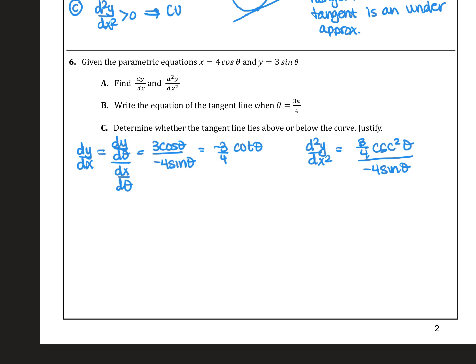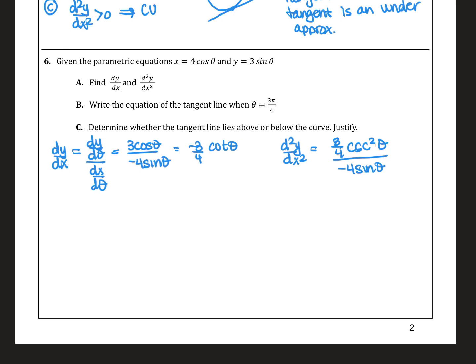So then we plug in 3 pi over 4. And then in part B, it's asking us to find the tangent line at theta equals 3 pi over 4. So we're going to take the first derivative and evaluate it at 3 pi over 4. 3 pi over 4 is in the second quadrant, and sine and cosine have opposite signs. So that's going to be positive 3/4, because we would have had negative 3/4 times cosine, which is negative root 2 over 2, divided by sine, which is root 2 over 2. So that just leaves us with positive 3/4.